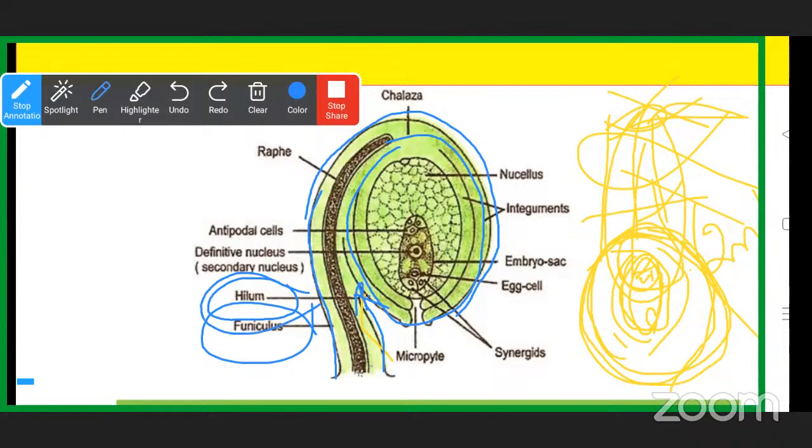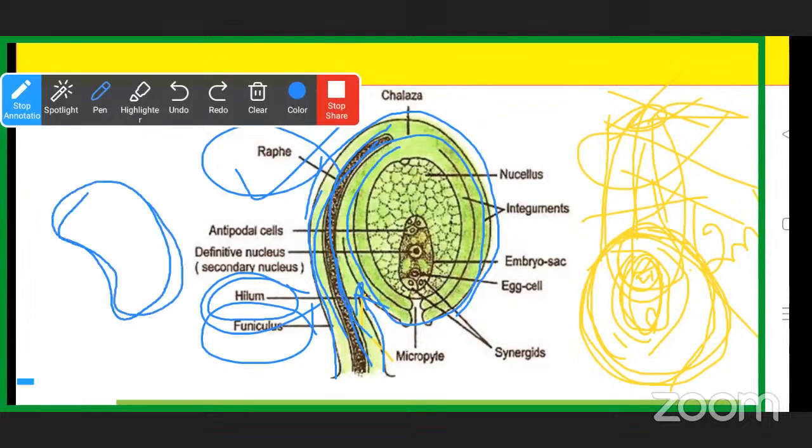Beyond the hilum, the funicle goes further along the ovule up to the chalazal end. That extra growth of the funicle is called the raphe. You might have seen it in beans and all the pulses, such as red gram, green gram, and black gram seeds: the white patch-like structure at the micropylar end.